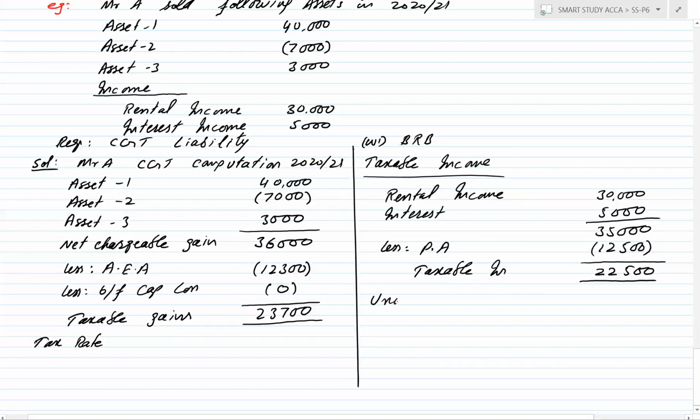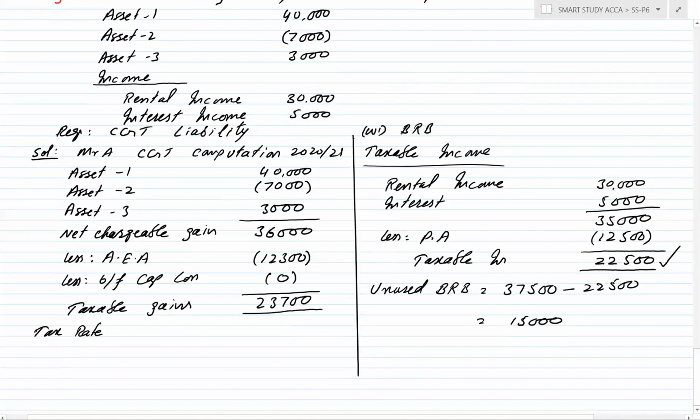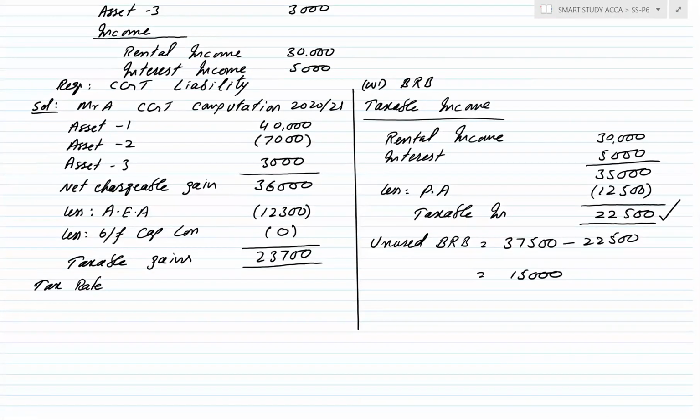Now, unused basic rate band. Total basic rate band is 37,500. We will deduct 22,500 because 22,500 is used in the income tax. So the remaining amount is, can you please tell me? Basic rate band is unused by 15,000. So in the CGT, we will apply the lower rate on 15,000 and the higher rate on the remaining gains.